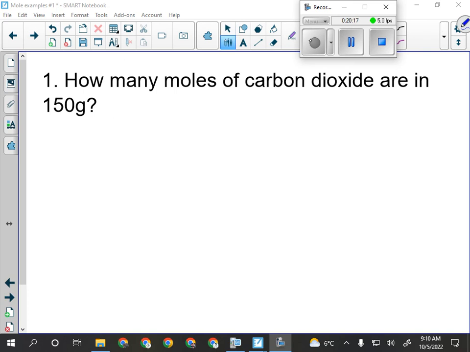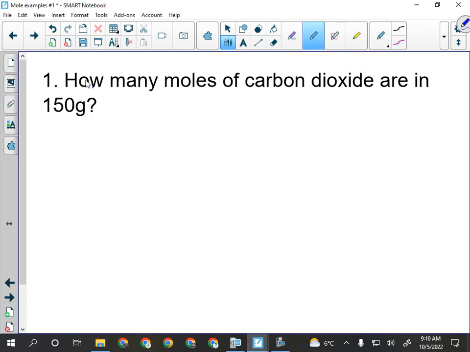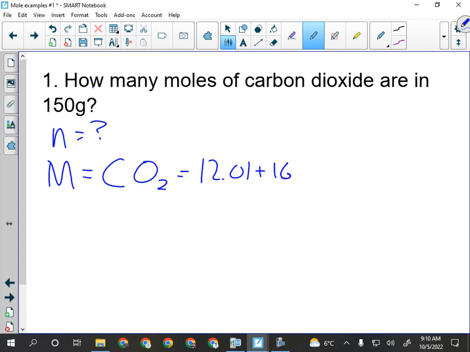So on our first one here, we're looking for how many moles? So we're looking for which letter? N, yeah, we're looking for n here. And we know that the material is carbon dioxide, CO2. So that'll be 12.01 plus 16 times 2, 44.01 grams per mole, if my mental math is right, which I think it is. And we also know the mass, 150 grams. So that would be your first mark for this question.